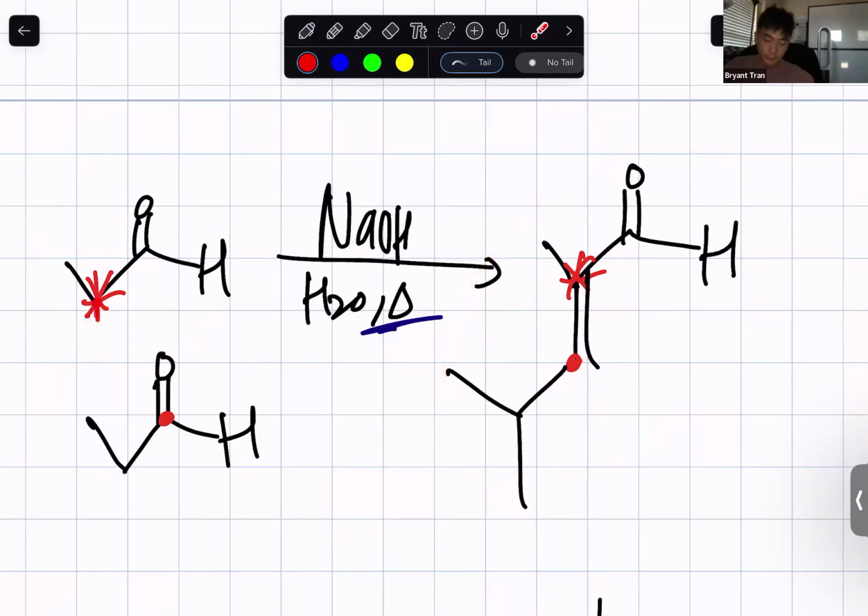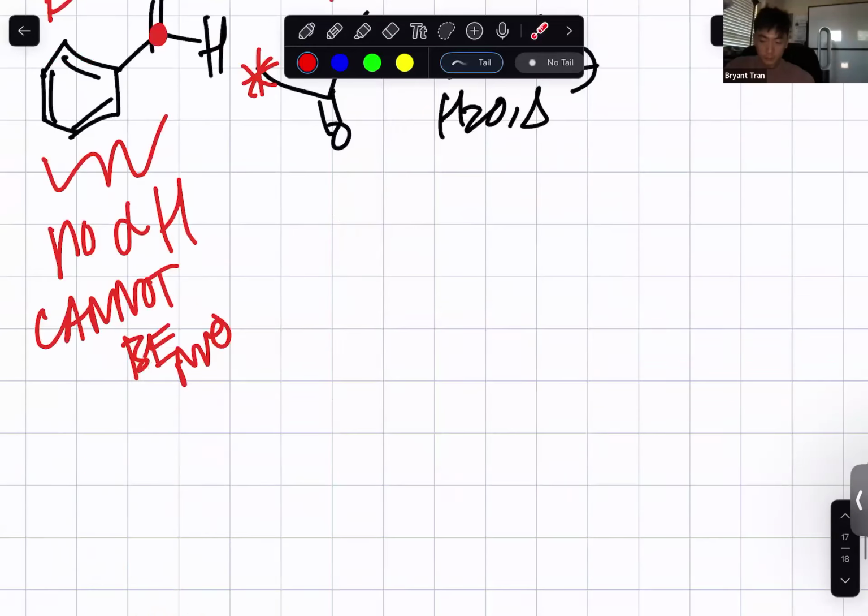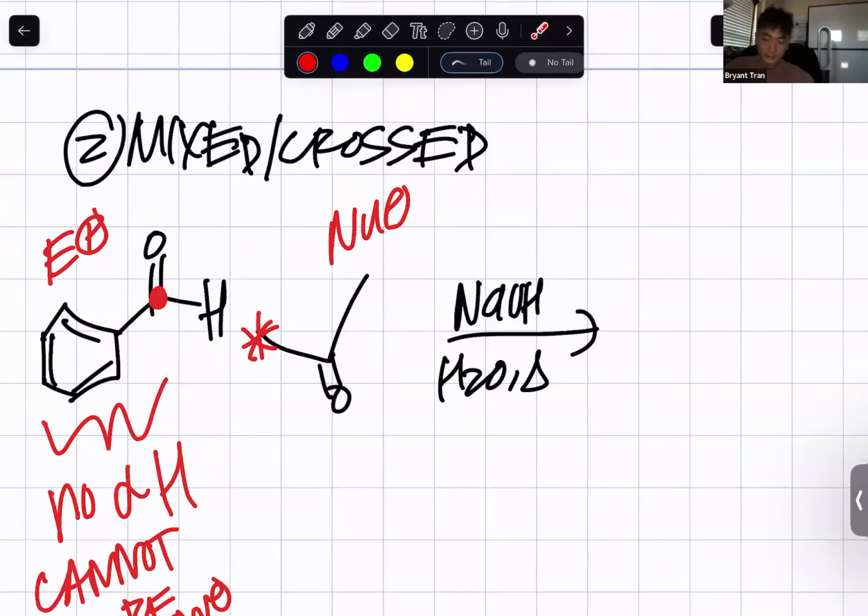If there was only one alpha proton, like only one alpha proton here, that is not good for dehydration because we cannot make this double bond between the alpha and beta carbon. That would break the octet rule. So if the alpha carbon of the nucleophile has at least two alpha protons, you could do aldol dehydration.